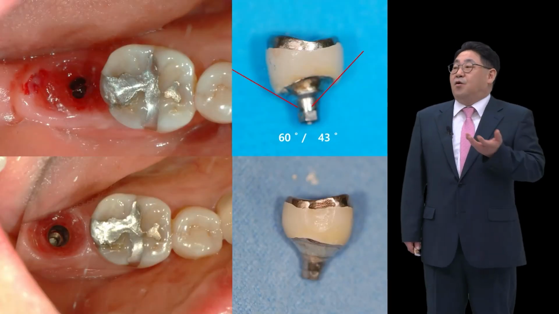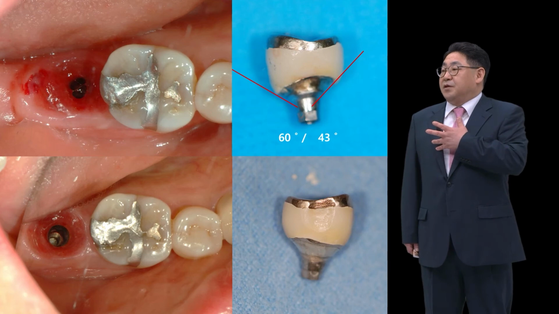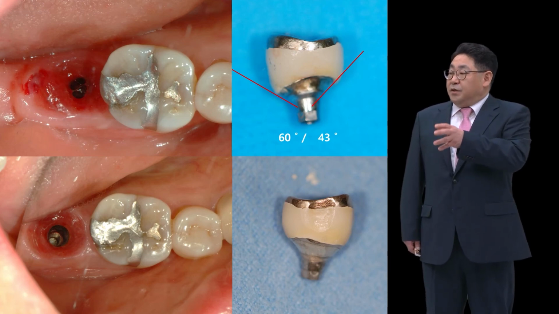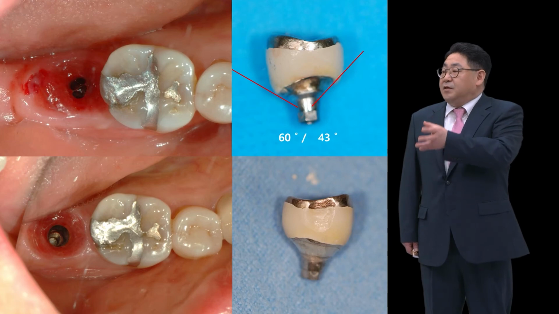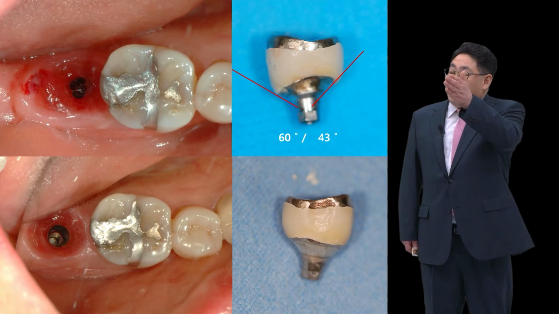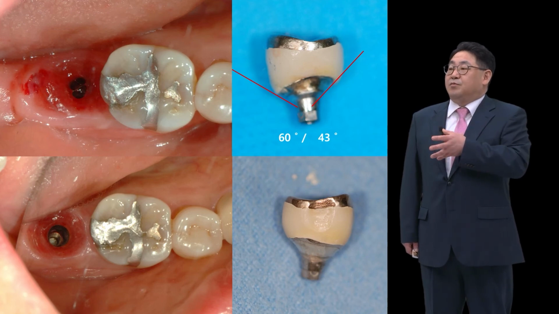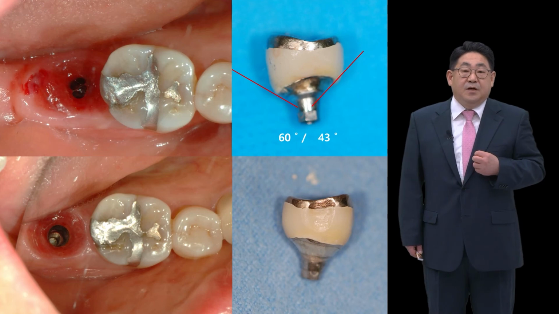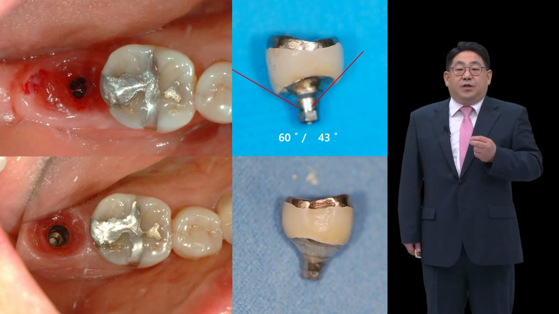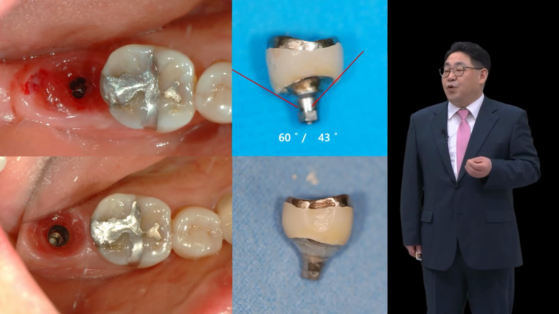When I removed it, the emergence angle of the abutment was on the buccal side 60 degrees and on the lingual side 43 degrees. When I reduced the emergence angle, you can see the improvements in upper and lower left images. You can see that gingival healing has occurred. In posterior area, changing emergence angle can lead to reduction in gingival inflammation. This is a very important factor.